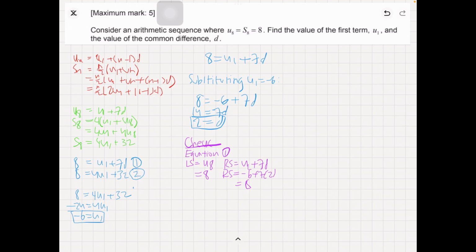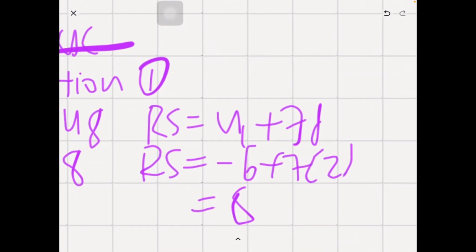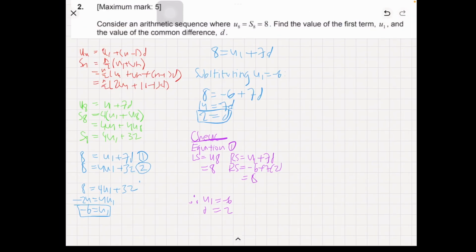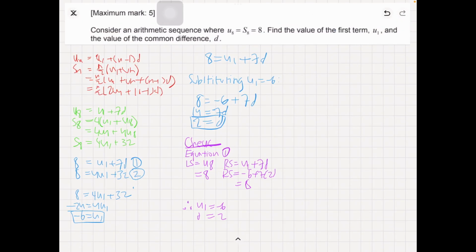And with that being said, this question is done. And to make it more official, it's probably best that you write a therefore statement. So therefore, U1 is equal to negative 6 and d is equal to 2. And we are done question 2.